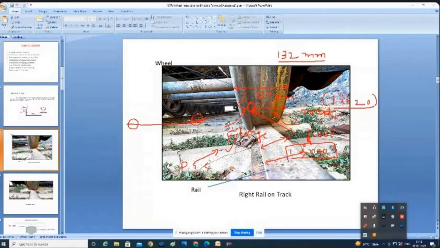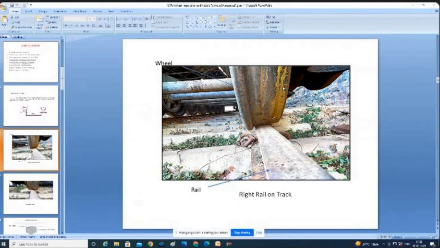1 in 20 it will be there on the rail portion, and similarly, on the tread portion also 1 in 20 slope will be there. I hope it is clear to you up to this. Right. Now, one more point I wanted to tell you.